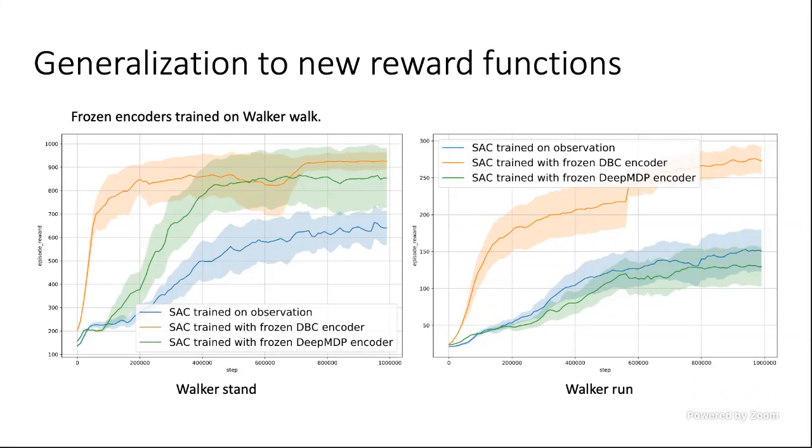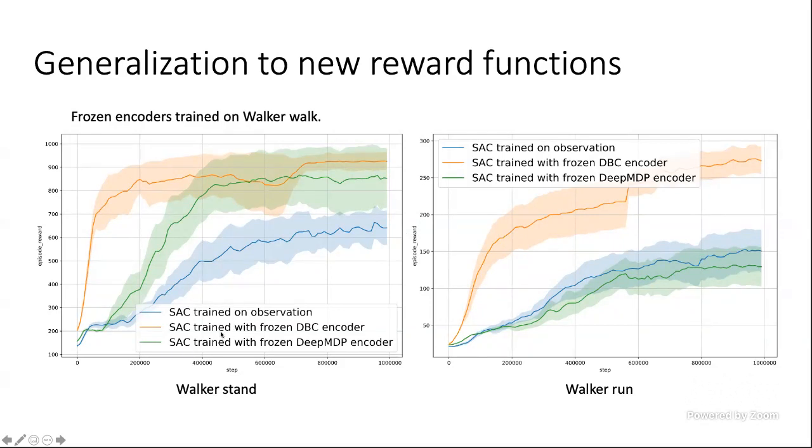There's Walker stand, walk, and run. Here we found that if you train DBC on Walker walk, we can successfully generalize to stand and run. These two plots are just for stand and run, and we can see that if you just train soft actor critic from scratch on the pixel observation, it performs much worse.